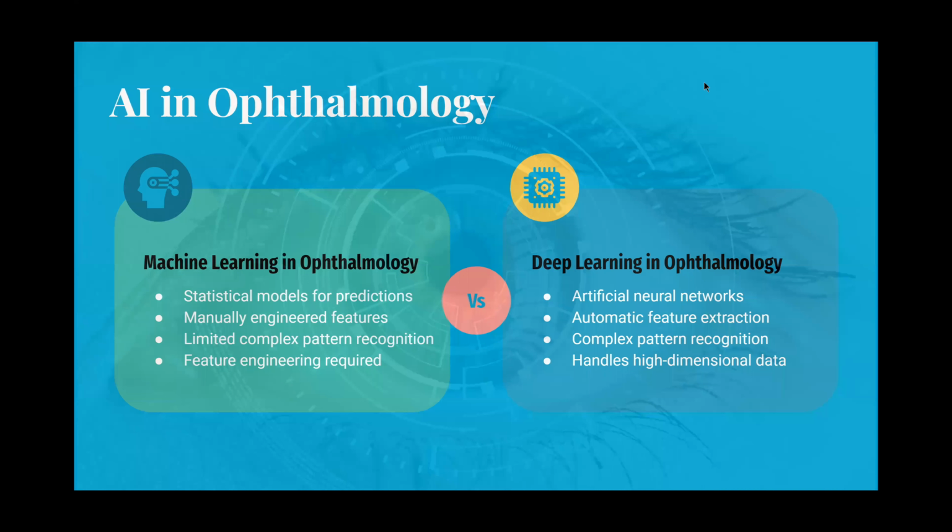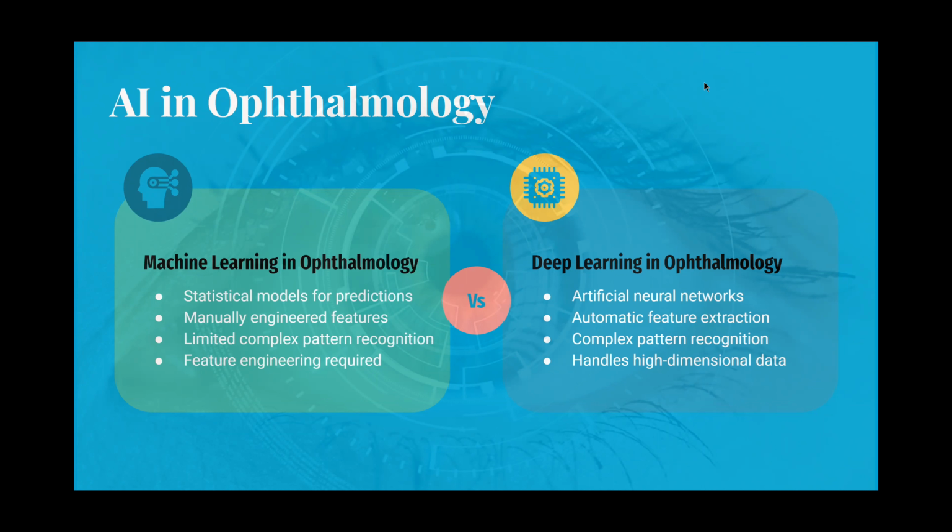Now, the comparison between machine learning and deep learning in ophthalmology. Machine learning mainly relies on statistical models to learn patterns in the data and make predictions, while deep learning uses artificial neural networks with multiple layers to learn complex patterns in the data. Machine learning has been used in ophthalmology to diagnose retinal diseases using features extracted from fundus photographs or OCT images, while deep learning has shown promise in the diagnosis of a range of retinal diseases, including AMD, diabetic retinopathy, and glaucoma.